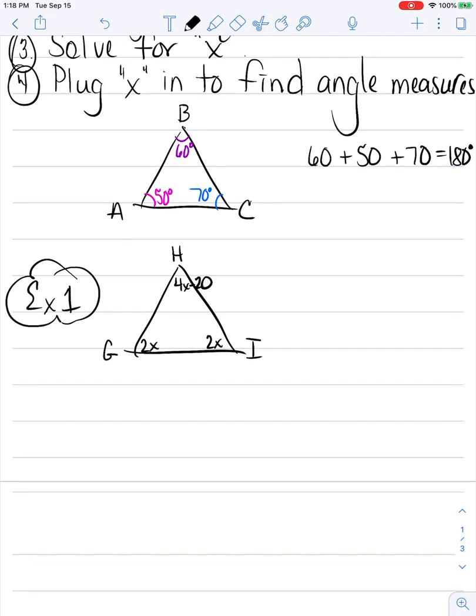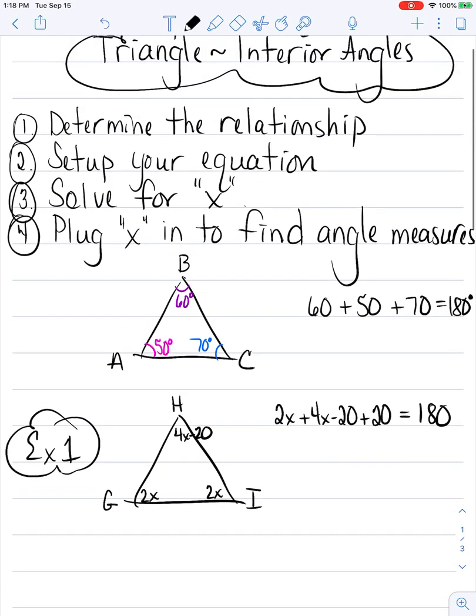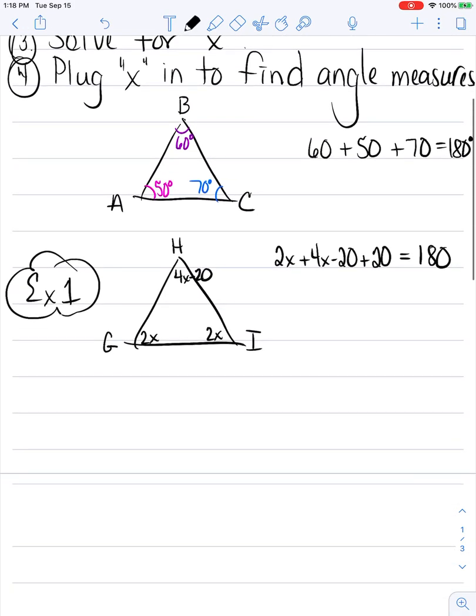So it doesn't matter which angle you start with, just pick one and make sure you write them all down. So I'm just going to start with G. So I'm going to write 2x plus 4x minus 20 plus 2x, and the relationship says they all equal 180. So that's my equation. Step 3 in my steps says solve for x.